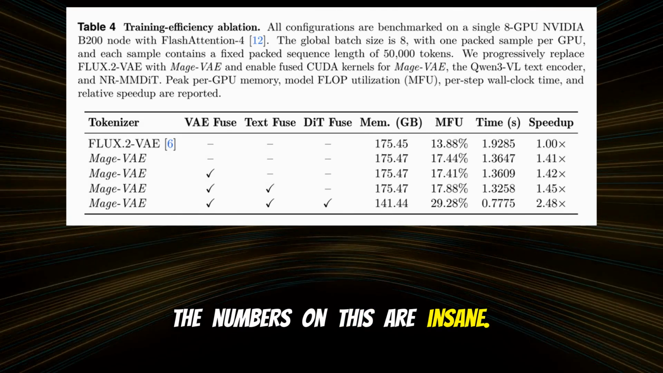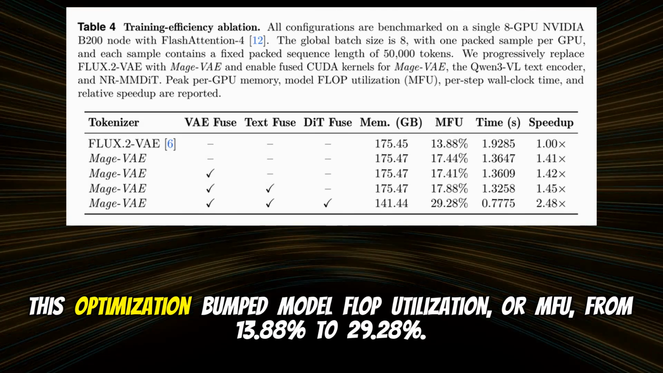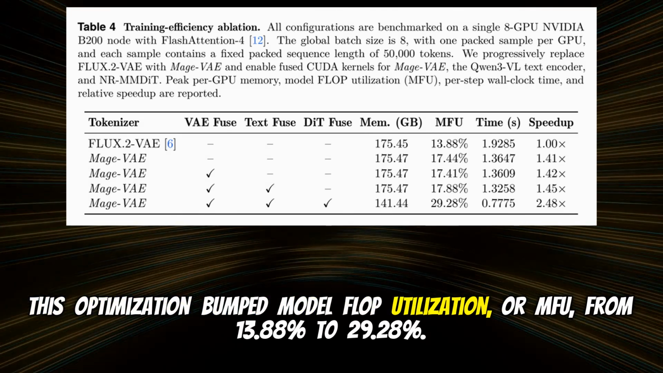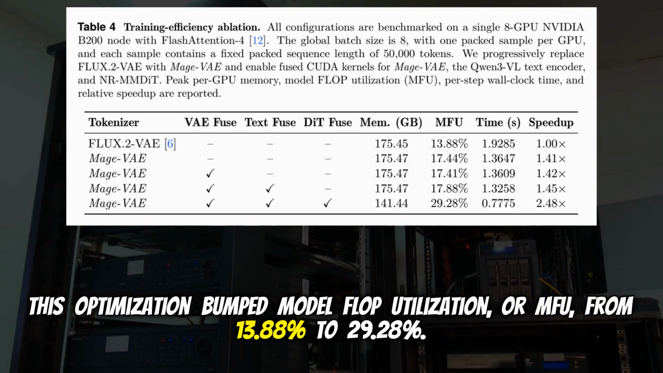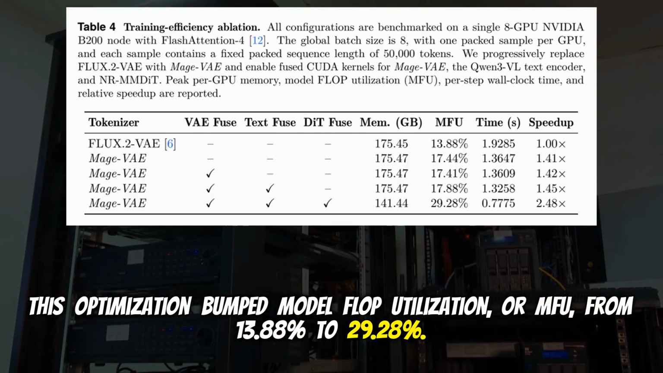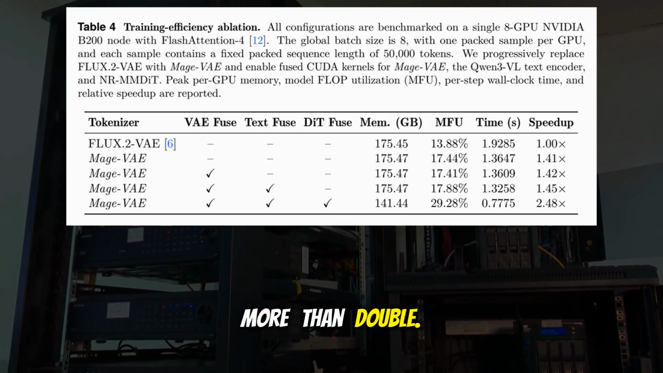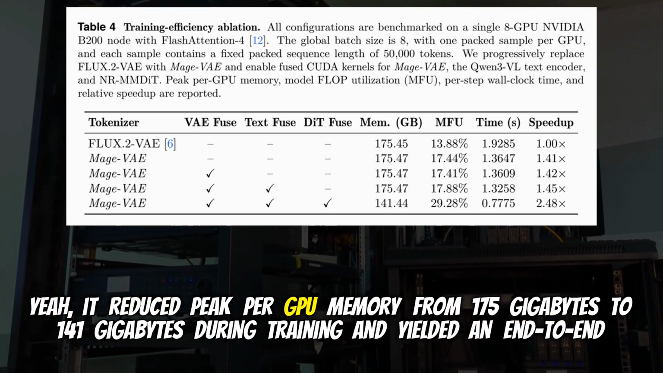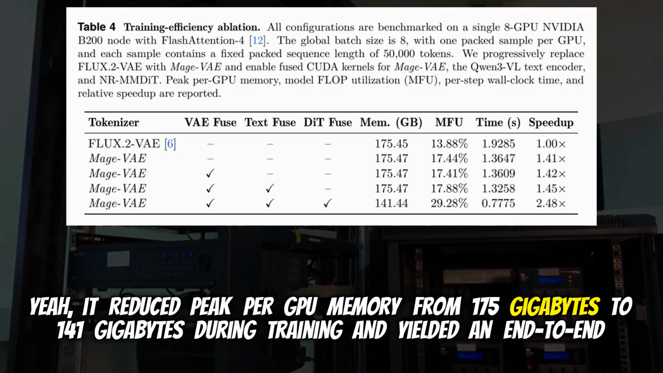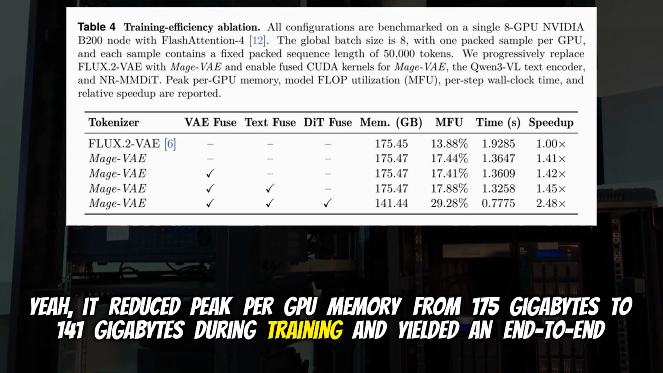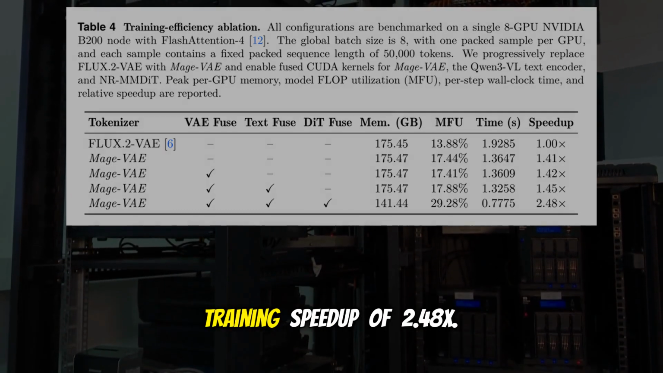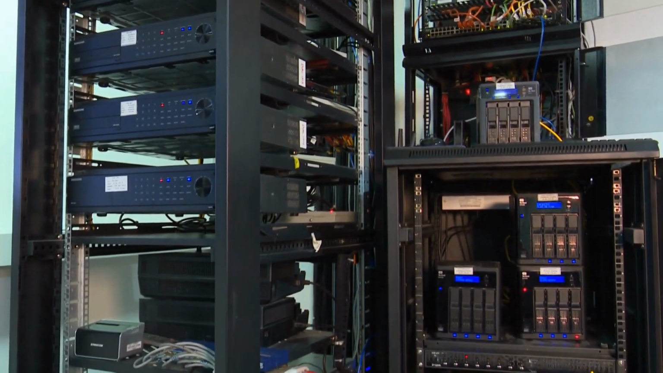The numbers on this are insane. This optimization bumped model FLOP utilization, or MFU, from 13.88% to 29.28%. More than double. Yeah. It reduced peak per GPU memory from 175 gigabytes to 141 gigabytes during training, and yielded an end-to-end training speedup of 2.48x.